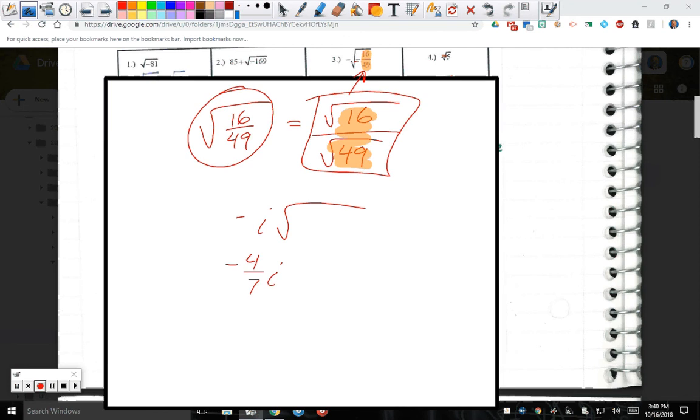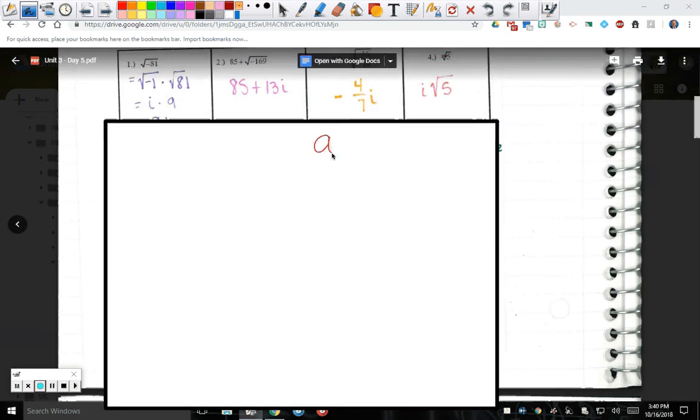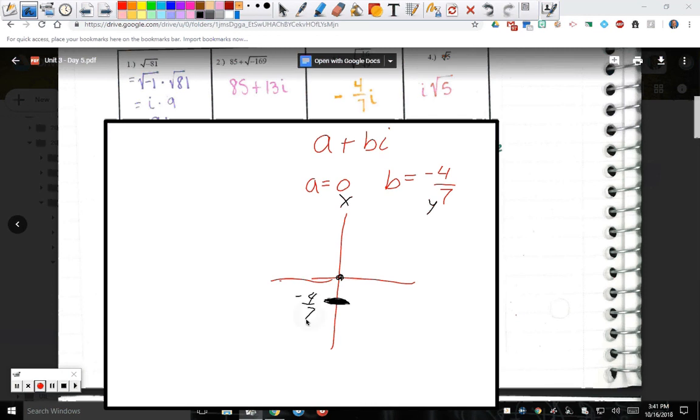You with me? Now, if I were to graph this, negative 4/7 i, do I have an a term? No. So what is a? 0. Do I have a b term? What is it? Negative 4/7. So if I were to graph it, it would be x, y. Otherwise, 0 and then negative 4/7. So that would be about here as a point if you were to graph it out.